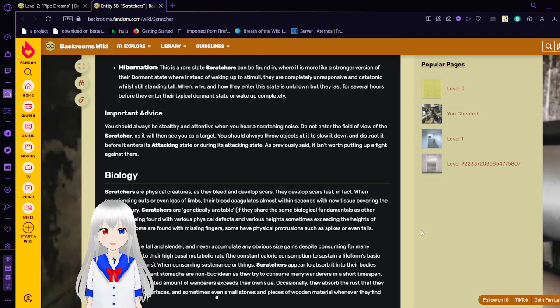Important advice. You should always be stealthy and attentive when you hear a scratching noise. Do not enter the field of view of the scratcher, as it will then see you as a target. You should always throw objects at it to slow it down and distract it before it enters its attacking state or during its attacking state. As previously said, it isn't worth putting up a fight against them.